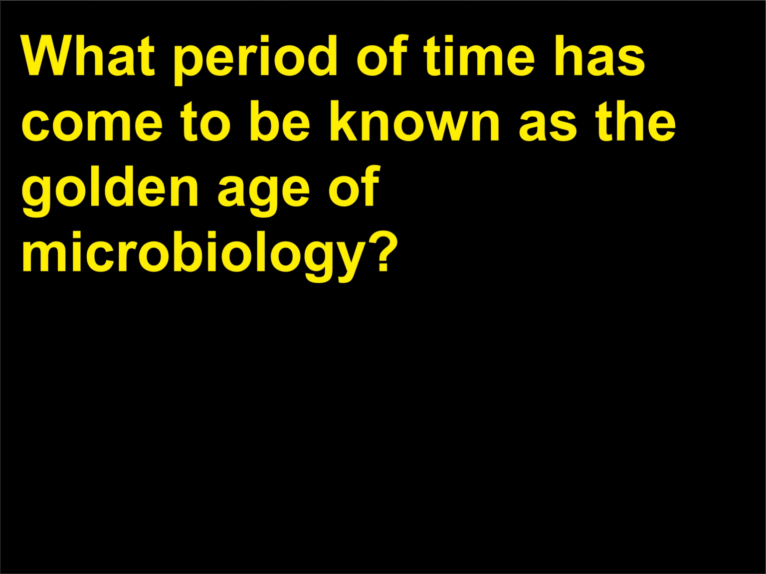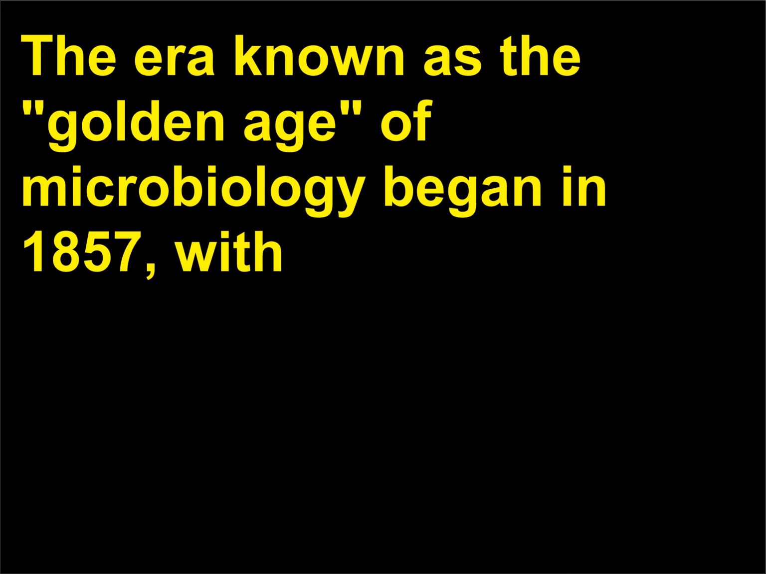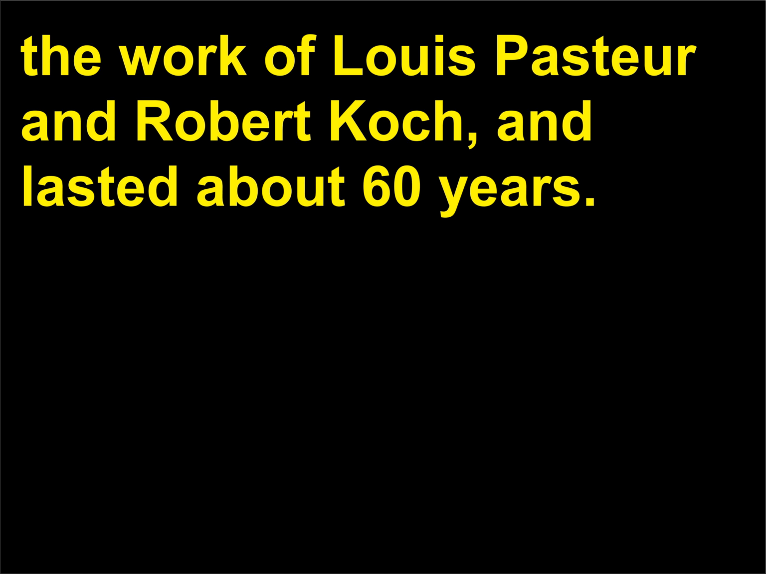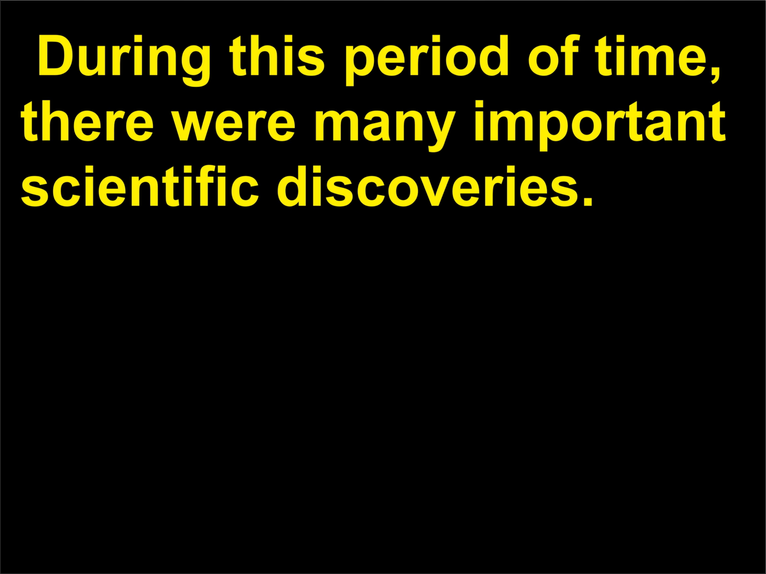What period of time has come to be known as the Golden Age of microbiology? The era known as the Golden Age of microbiology began in 1857, with the work of Louis Pasteur and Robert Koch, and lasted about 60 years. During this period of time, there were many important scientific discoveries.